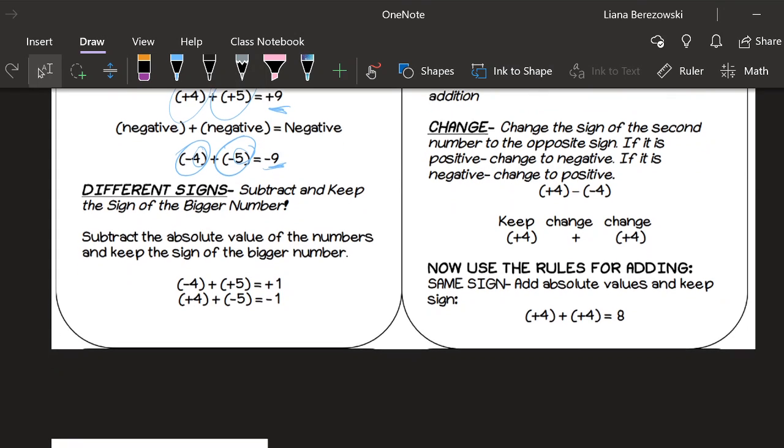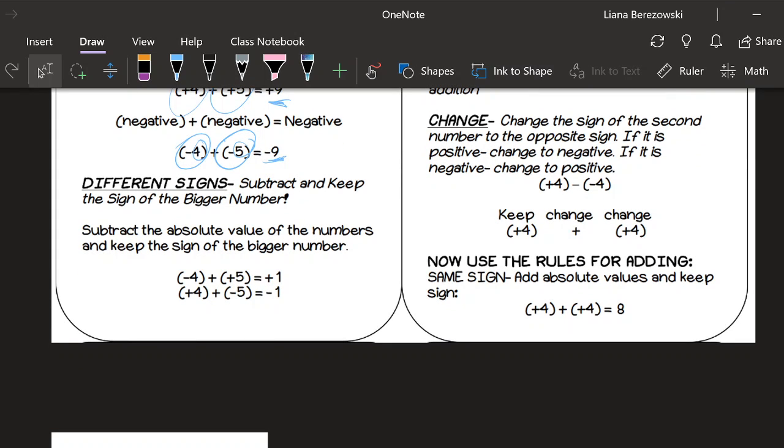Now, when you have different signs, that's when you're going to subtract the absolute value of the numbers. So find the difference between the actual numbers. So ignoring positive and negative signs, just what's the difference between their absolute values. And then you'll keep the sign of the bigger number.